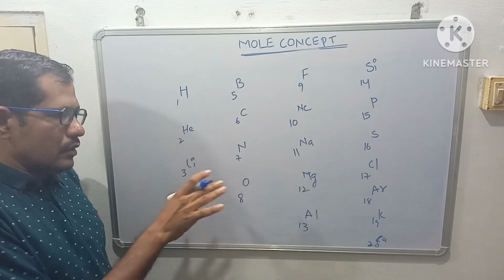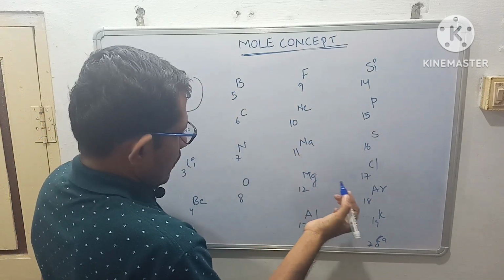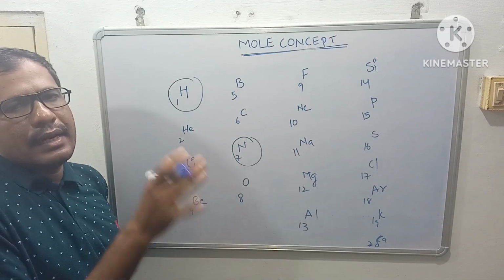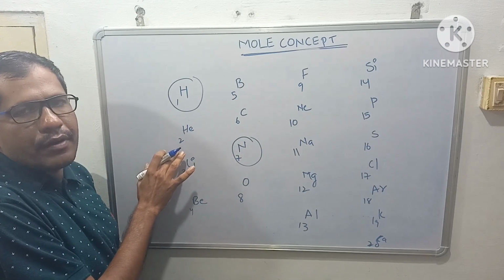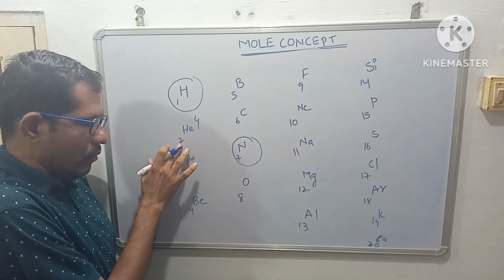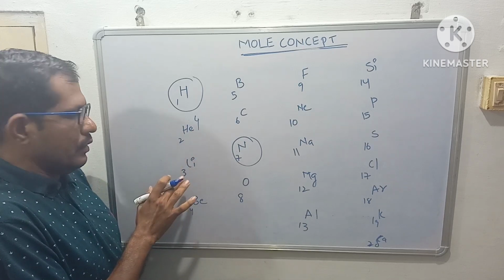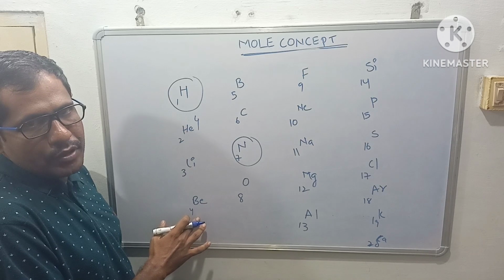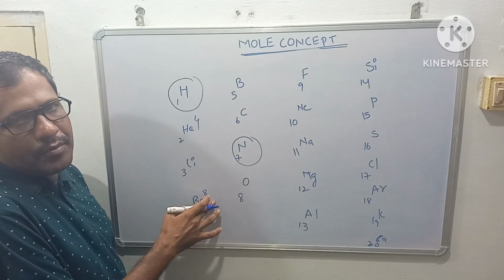So there is a simple trick, except for hydrogen and nitrogen. If you know the atomic number, you can calculate the atomic weight by a simple trick. If the atomic number is even, double of it is its atomic weight. So helium is 2, an even number, so 4 is its atomic weight. Then go for another even number. Beryllium is 4, so double of 4 is 8.